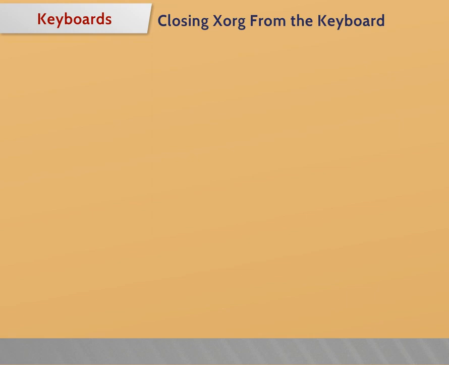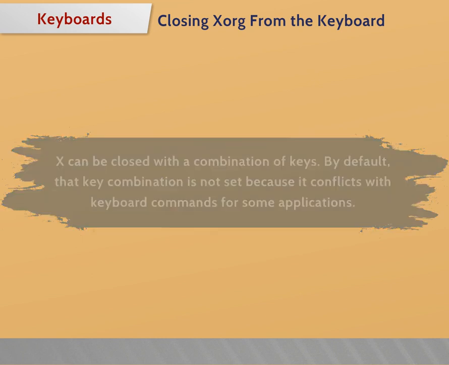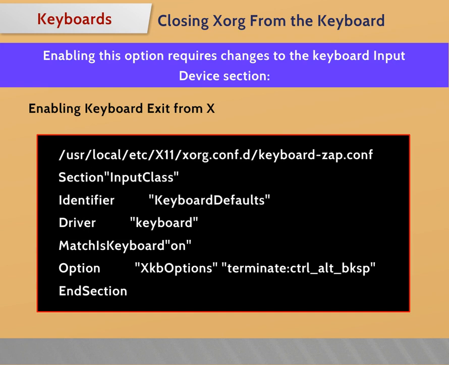Closing Xorg from the keyboard. X can be closed with a combination of keys. By default, that key combination is not set because it conflicts with keyboard commands for some applications. Enabling this option requires changes to the keyboard InputDevice section. Enabling keyboard exit from X.